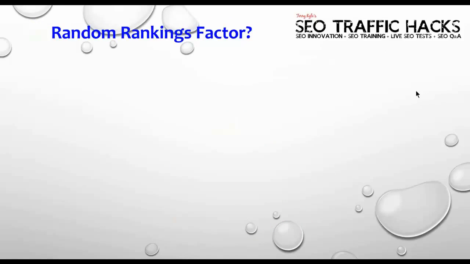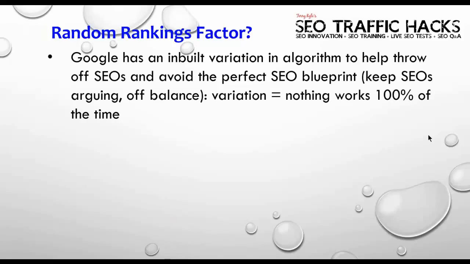So what do I mean by this random rankings factor? This is what I mean. I suspect that Google has an inbuilt variation in the search algorithm to keep us off balance, to keep us arguing, to have failures, to have partial successes, and to maintain the fact that SEOs can't develop the perfect SEO blueprint. And this variation means that nothing necessarily works 100% of the time.